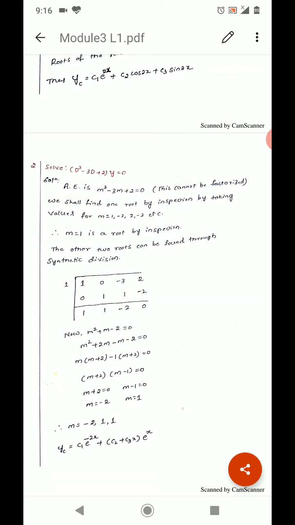Initially we have got a root, the first root, that is 1. Here we have two roots, that is minus 2 and 1. Therefore we finally have three roots, minus 2, 1, 1. So here 1 and 1 are real and repeated roots, minus 2 is a real and distinct root. Therefore the complementary function becomes c1 e power minus 2x plus c2 plus c3x of e power x.